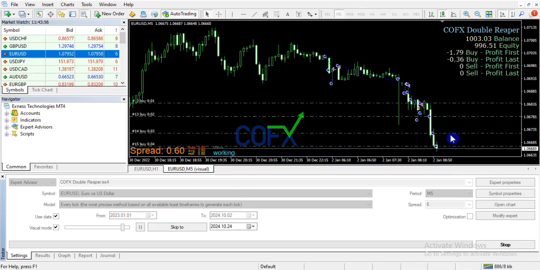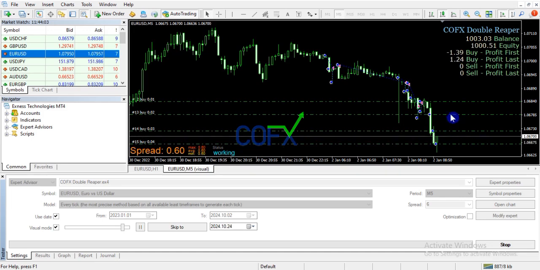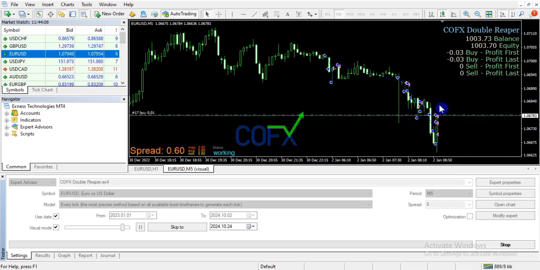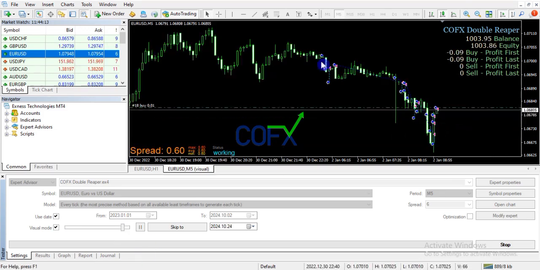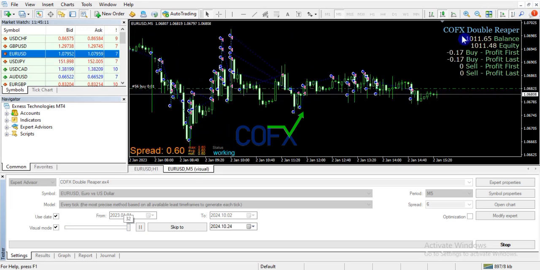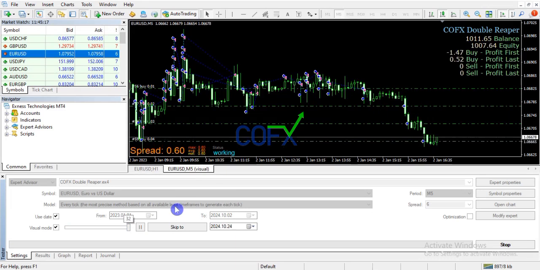So when the profit from this one is bigger than this one, it will close them. When the profit from this one and this one is up to 0.2, it closes them. So that's the strategy. It's still the 2nd of January and we are up by $11. So you can actually do this test by yourself.